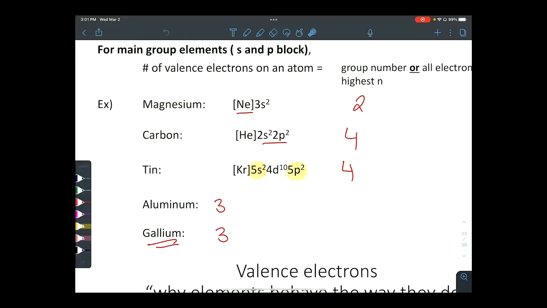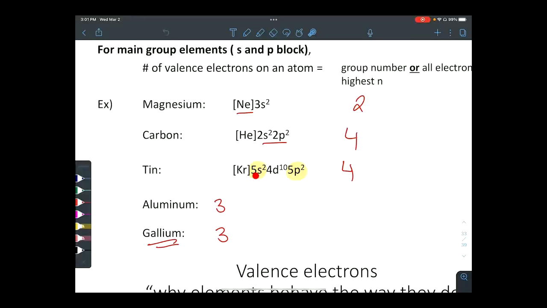Magnesium is in group 2A. There's 2 electrons in its S orbital, so 2 valence electrons. Carbon has 4, because we have S and P. But then it gets a little weird for heavier elements, like tin.